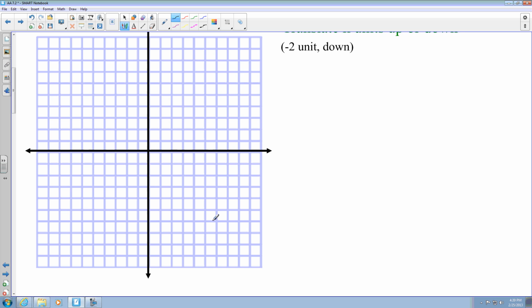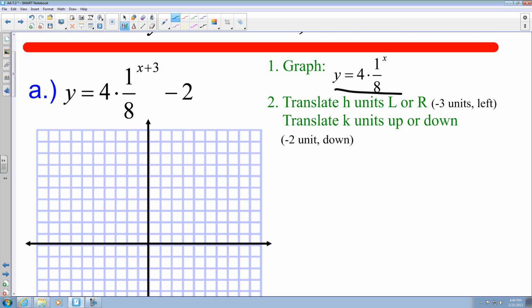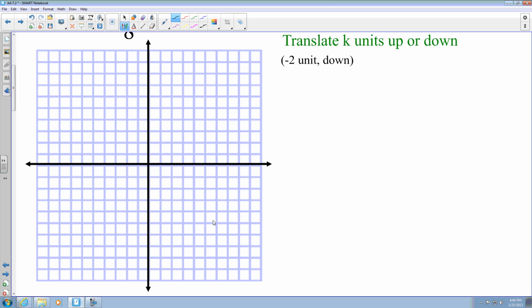So first off, again, I want to just plot the points as if it was y equals 4 times 1/8 to the x power. So there's no horizontal or vertical translation. If I do that, I'm going to have 0, 4. For 1, that means a times b, which makes it 1/2. And then the next one would be -1, comma, 4 times 1 over 1/4, so that would make it 32.